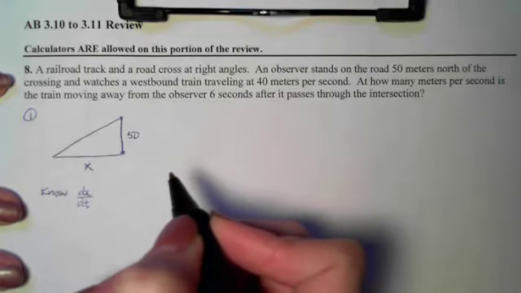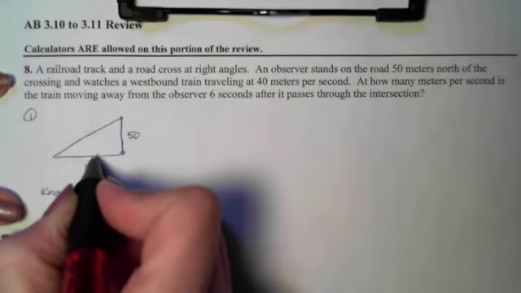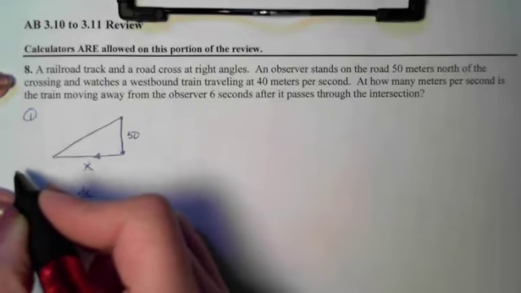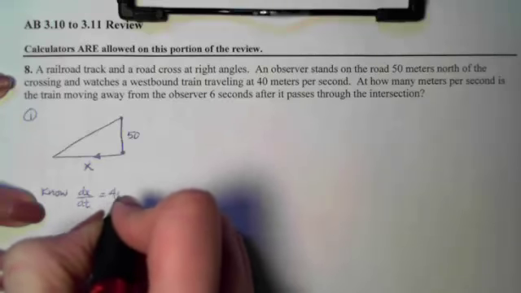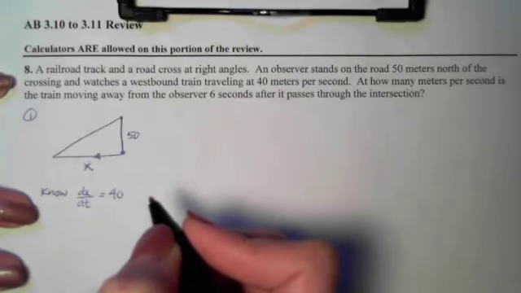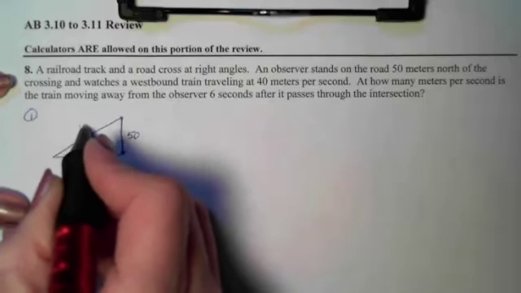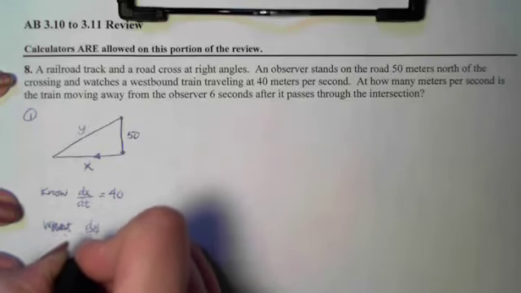And to remind ourselves to pay attention to whether X is getting larger or smaller, we will put an arrow on it to indicate the direction in which the train is traveling. So X is going to be getting bigger as time moves forward, which means the train's rate, or dx/dt, is going to be a positive number. Now the next part of this says, at how many meters per second is the train moving away from the observer? So that means we're interested in the rate at which y is changing. Oops, sorry, that should be we want dy/dt.